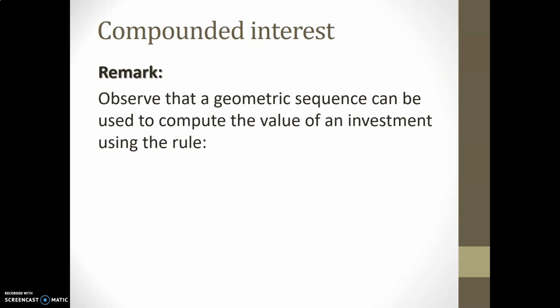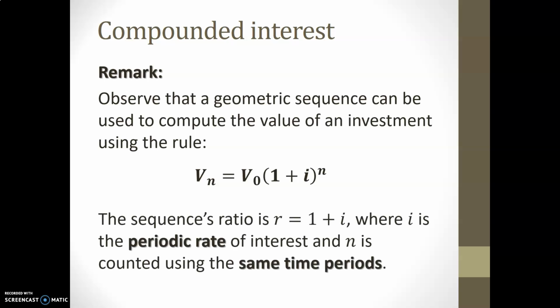In terms of compounding interest, observe that a geometric sequence can be used to compute the value of any investment using the following rule. So Vn is V0 times (1 plus I) to the power n. So that will be a shortcut for us. The sequence's ratio, playing the role of the r, is 1 plus I, where I is the periodic rate, so it could be monthly, could be daily, could be annual, as long as it corresponds to n, which is counted using the same time periods.